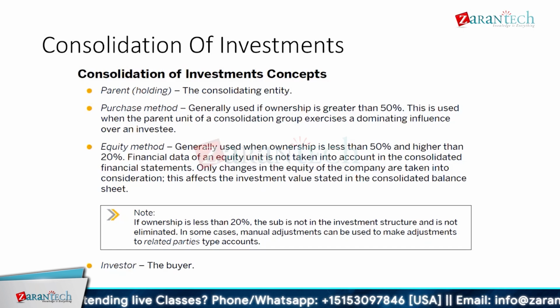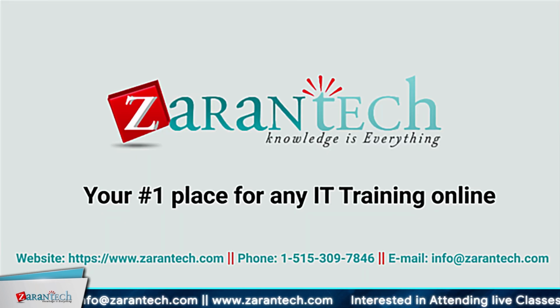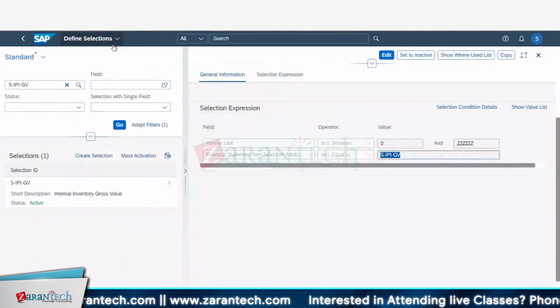Still, we have not entered the shares. But we know that when I'm creating, if it is having more than 50% holding, I'll make it a purchase method. If it is less than 50% down to 20%, that is where we have declared it as an equity method. So if you refer back to our consolidation groups, let me go back to consolidation groups.